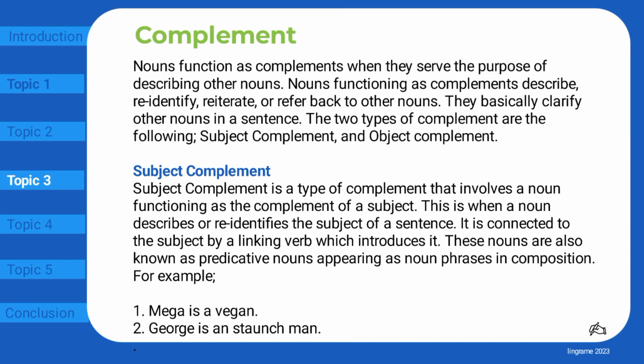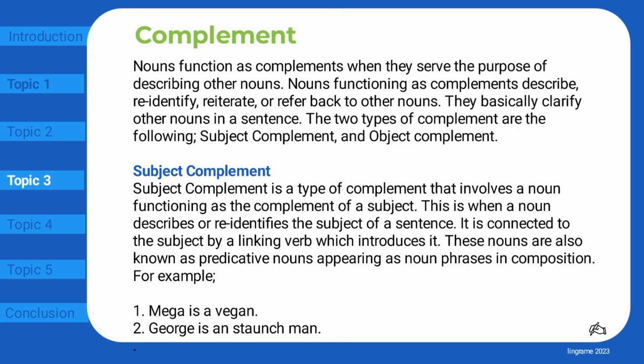Complement. Nouns function as complements when they serve the purpose of describing other nouns. Nouns functioning as complements describe, re-identify, reiterate, or refer back to other nouns. They basically clarify other nouns in a sentence. The two types of complement are the following: subject complement and object complement.